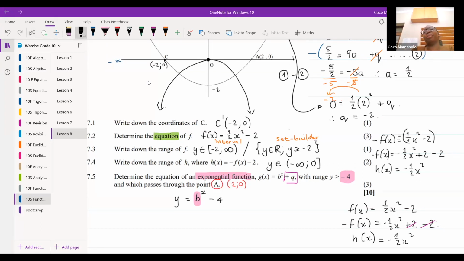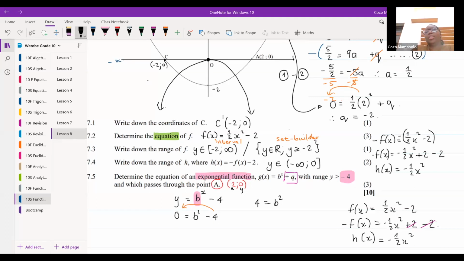Okay, let's see how everybody got to the answer too, because you're all correct. So this is my y value, this is my x value. So we're going to sub in y is 0 is equal to b to the power of x is 2 minus 4. So I'm going to take my minus 4 over to the other side and it's going to become positive 4. So I'm going to have 4 is equal to b squared, right?